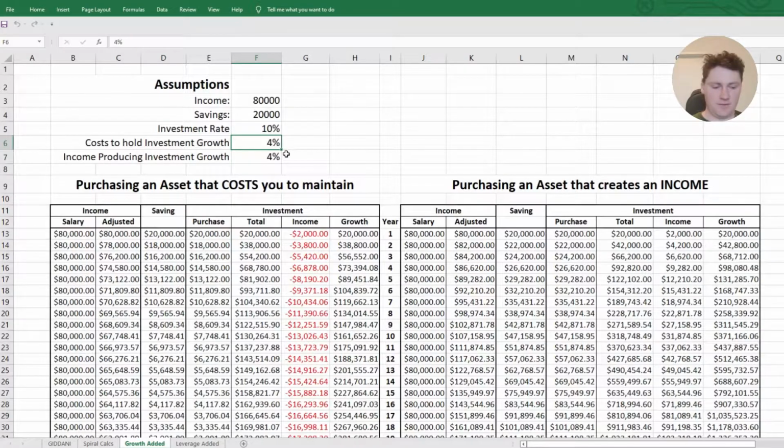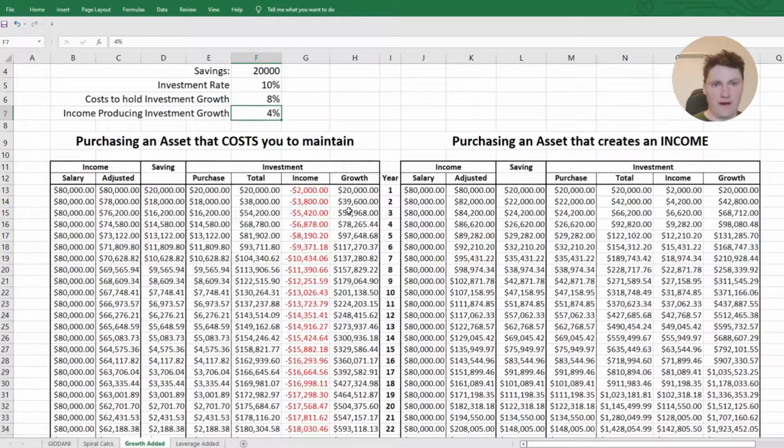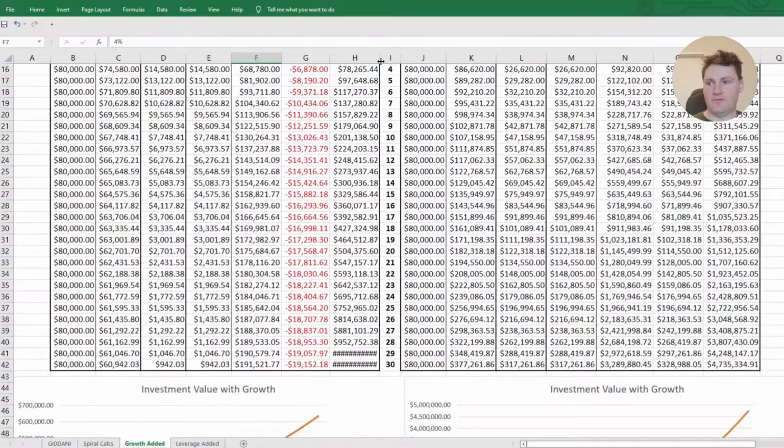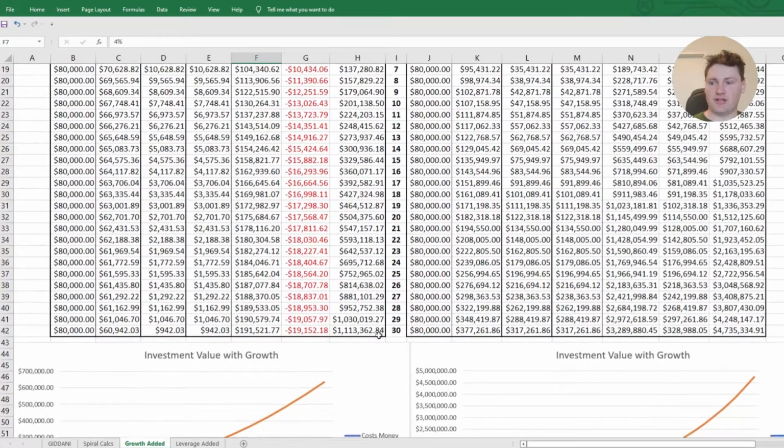Let's take a look. So if we raise this to 8%, the numbers have changed. The graphs will change. The value at the bottom of the spreadsheet now is $1,100,000. So you still are 4 times, almost 5 times worse off of purchasing an asset that does not provide income versus an asset that has additional growth over time.